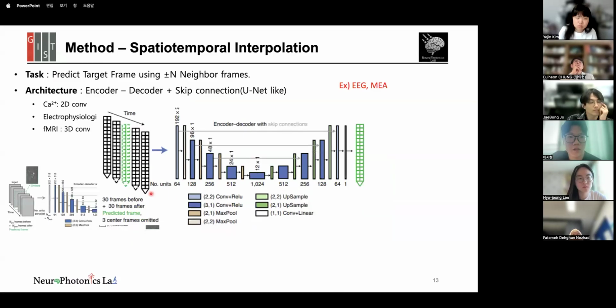For electrophysiological recordings such as EEG and MEA, they extend the same concept, but just using 1D convolution. 1D convolution means not images, just using the signals. So this allows the model to interpolate neural signals over time, capturing temporal correlation while filtering out noise. I think this idea will be helpful for our MEA project, so I will try this one later.